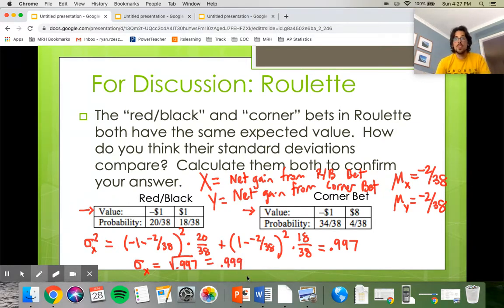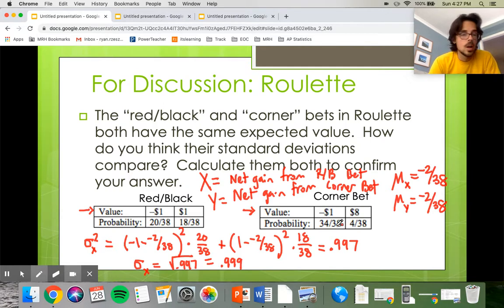So how would I interpret that value? That was for my red-black bets. So on a randomly selected red-black bet, I would expect the amount that I win to vary from the mean of -2 over 38, which was -5 cents, by a typical amount of 0.999. Re-summarizing right here, on a randomly selected bet, the mean is about -5 cents. So I would expect a randomly selected bet to vary by about $1 from the mean of -5 cents.